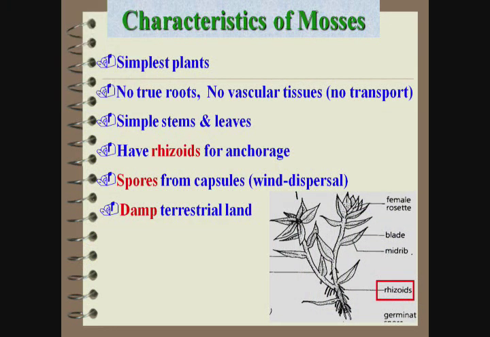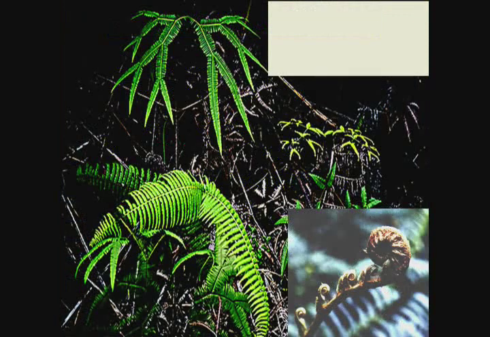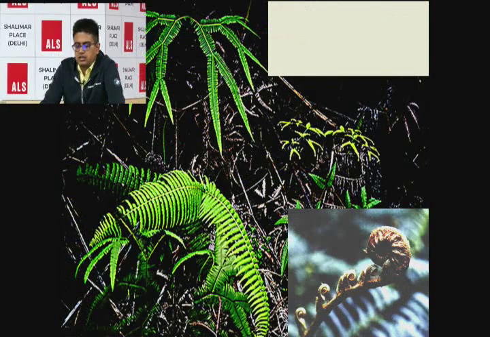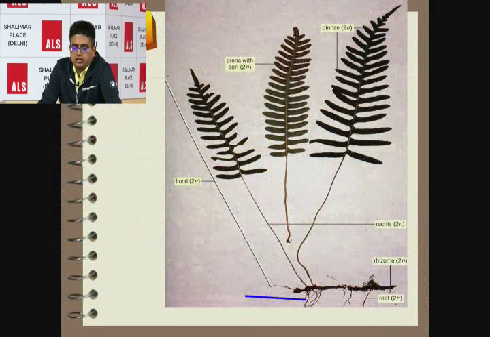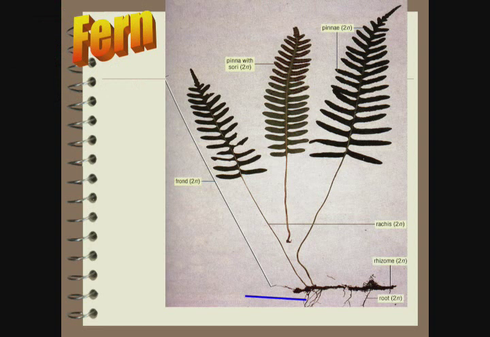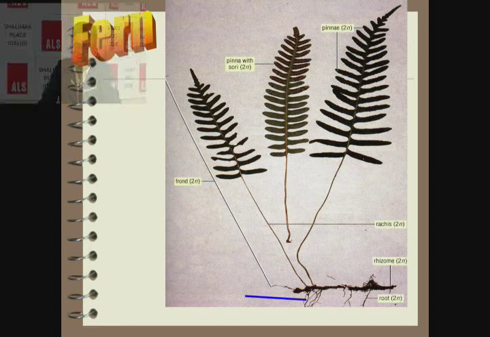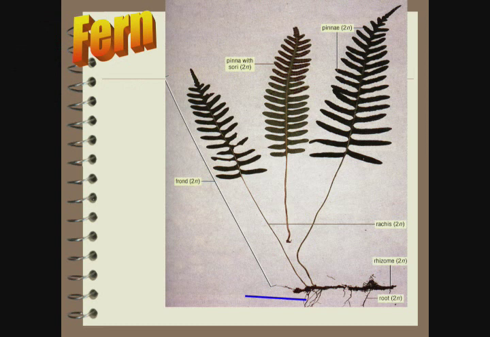Right. So next is the pteridophyta. This is the fern that I was talking to you about. And this large leaf is called a frond. And this individual leaflet is called pinnae. Rhizome is also seen in this figure. Root is also seen in this figure. All three parts are visible.